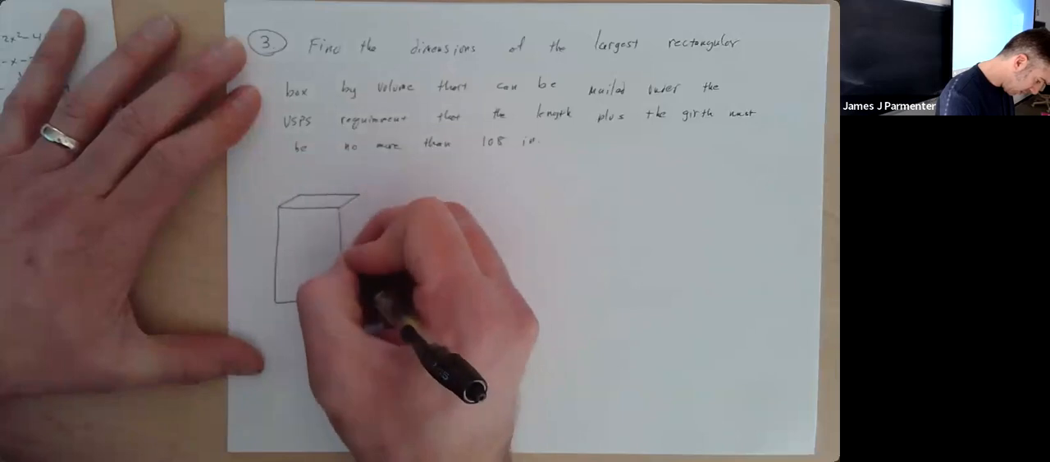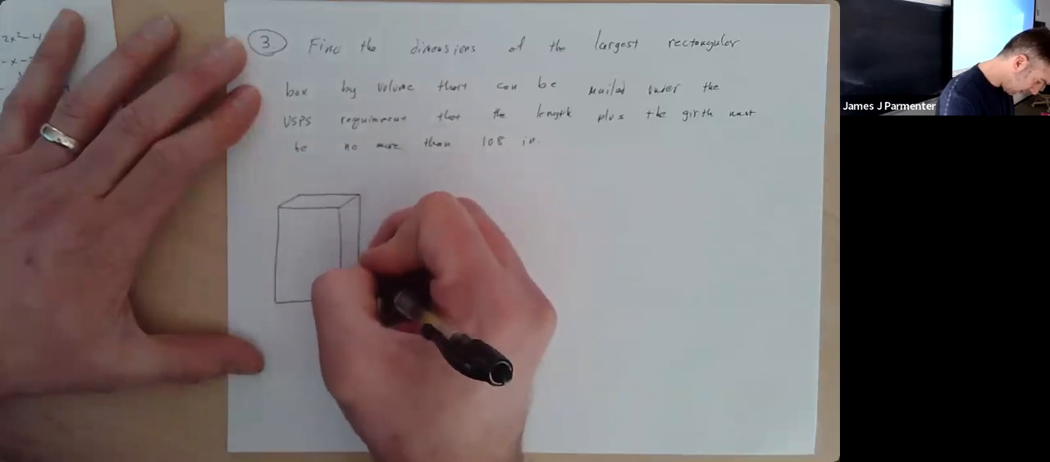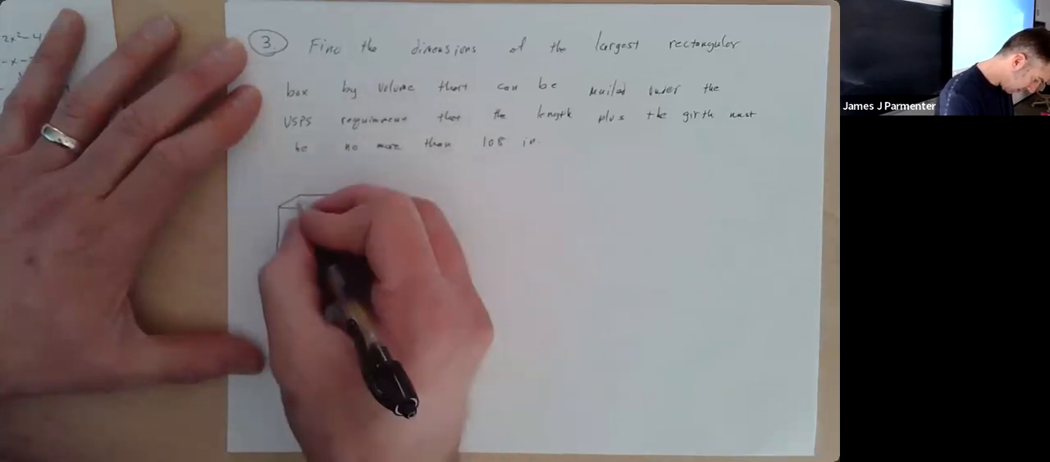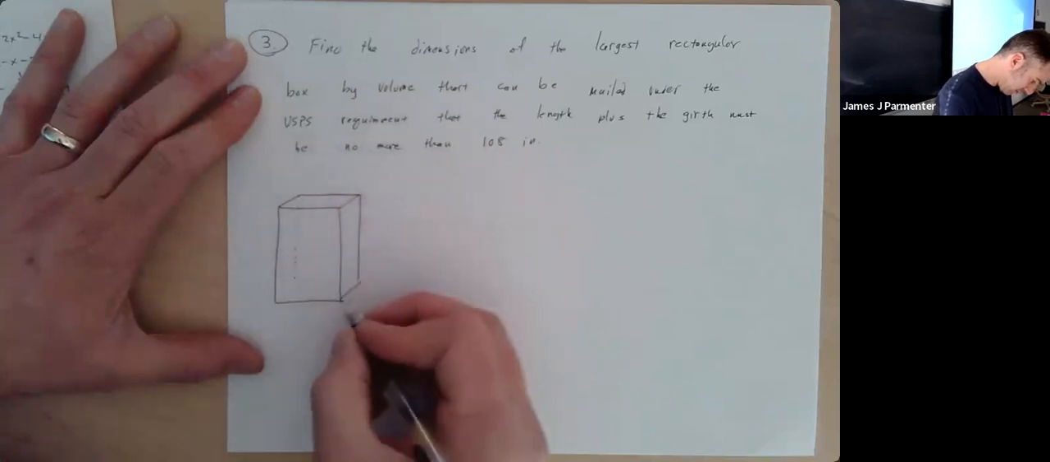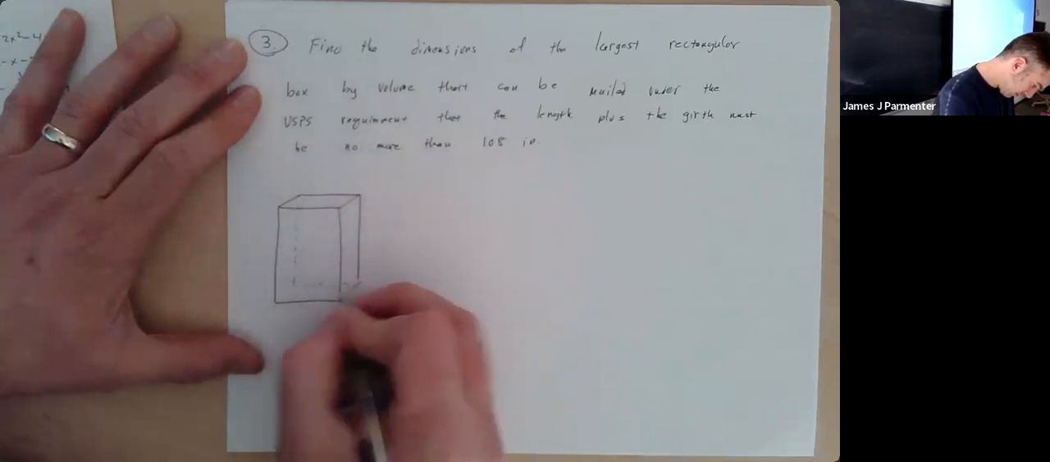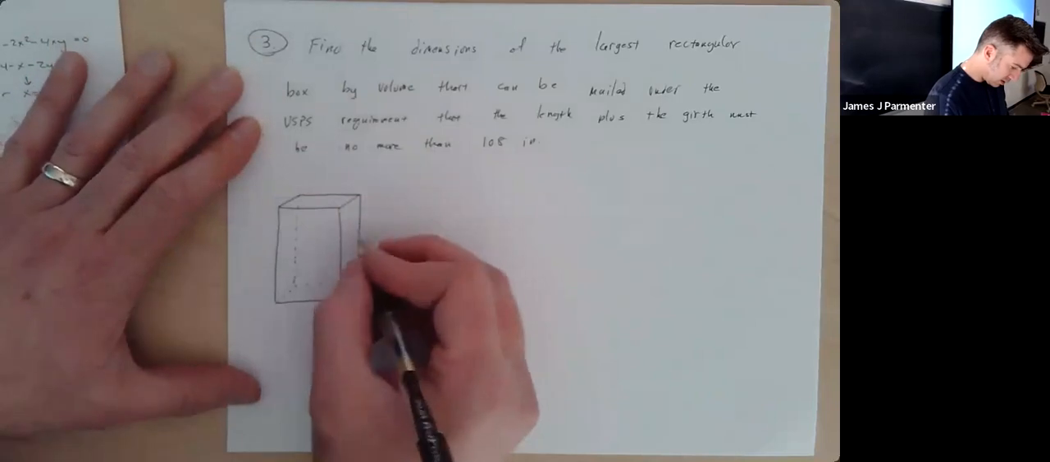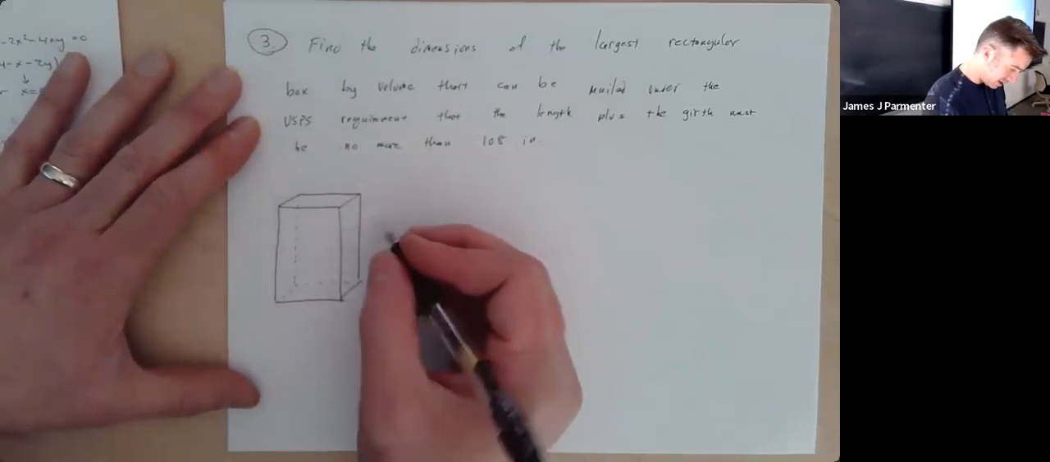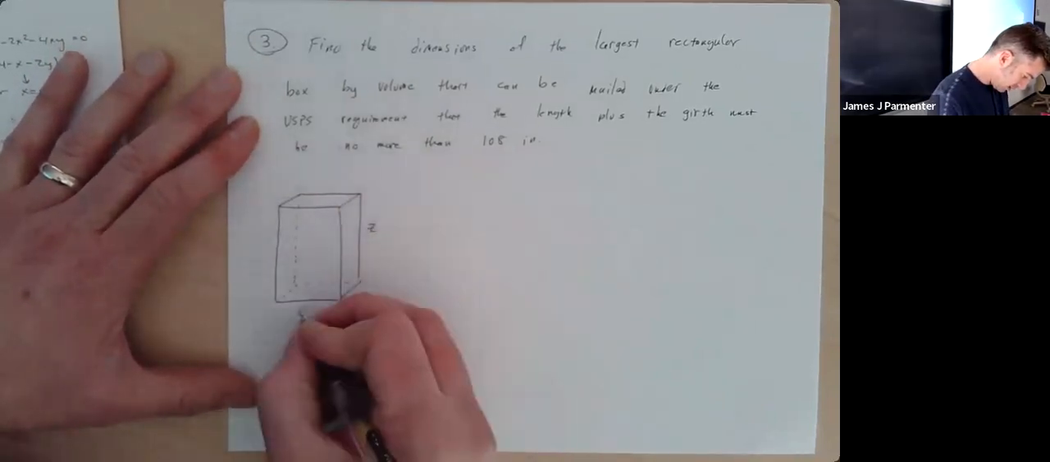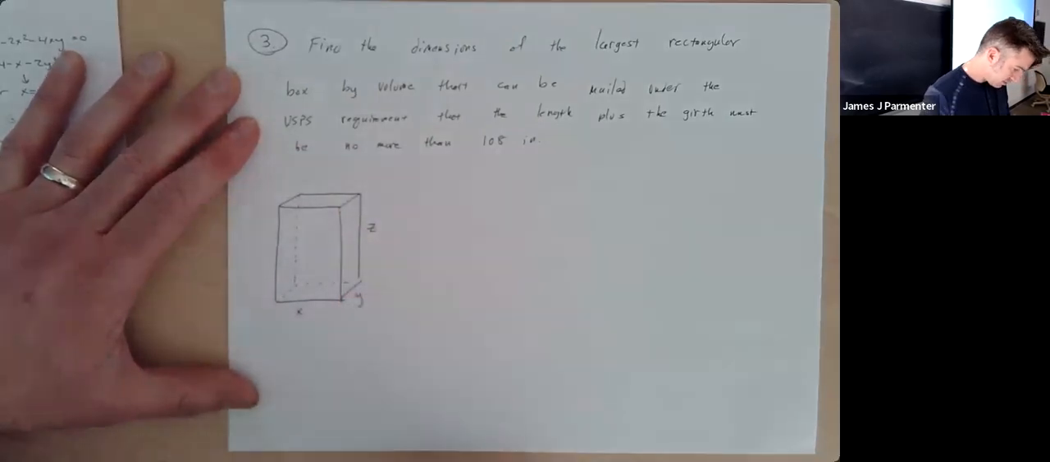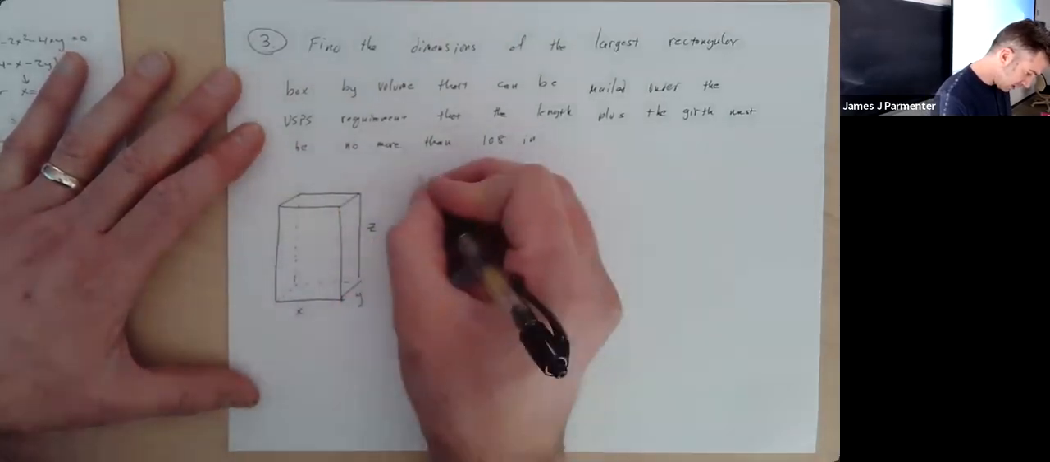The length is going to be the longest dimension of the box. That's typically how the post office is thinking about it. So let's still use X, Y, and Z. Let's call this Z, this X, and this Y. So Z is my length.